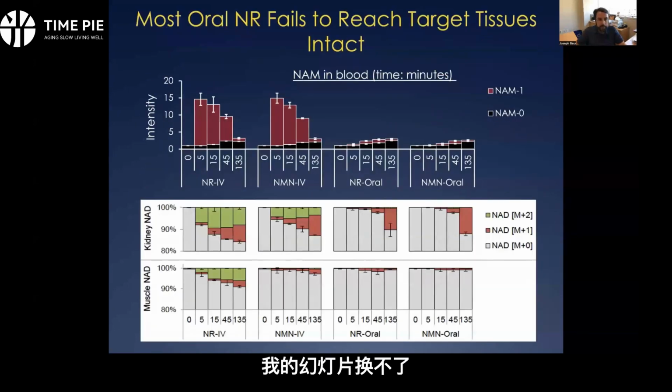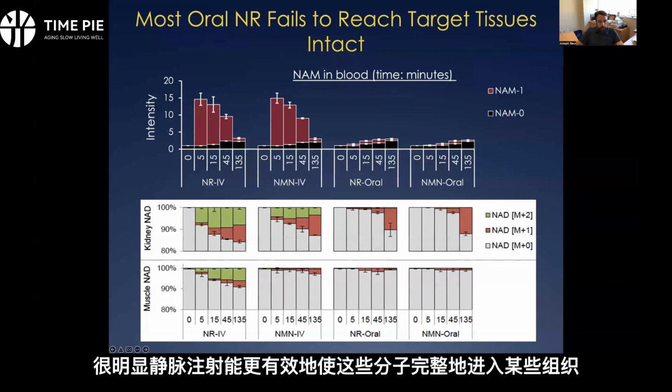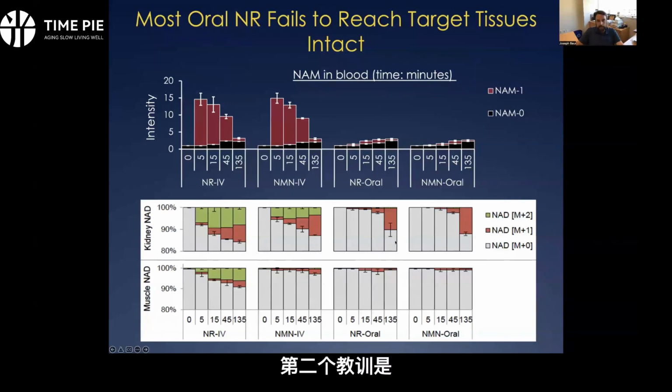So I'm losing control of my slides here. But the delivery route makes a huge difference. Intravenous is clearly much more effective at getting these molecules intact to certain tissues. The second lesson is that there really seems to be something missing when we look at the oral pools. We're not really accounting for some of the administered molecule. It seems like there's less of it everywhere.